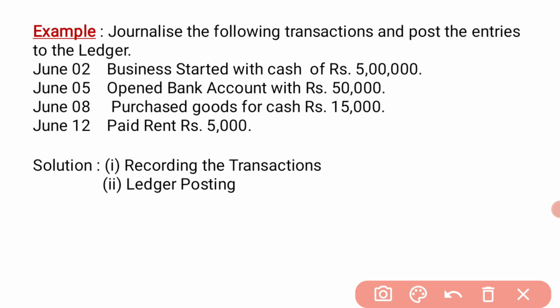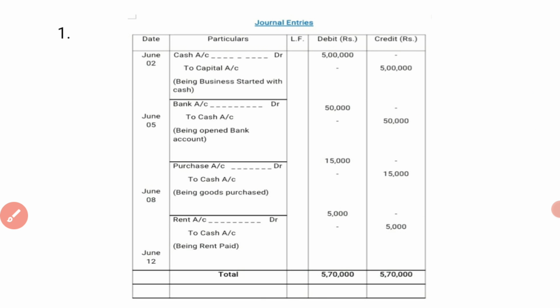So for solution, first you have to record the transactions. It means journalizing the transactions. Then ledger posting, means ledger account you have to prepare here. So let us see the journal entry. First one, that is business started with cash of rupees 5 lakh. So transaction will be cash account debit to capital account. So this is the format of journal entry. We have already studied in detail how you are going to prepare the journal entry.